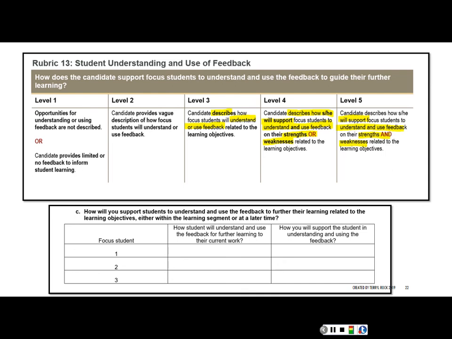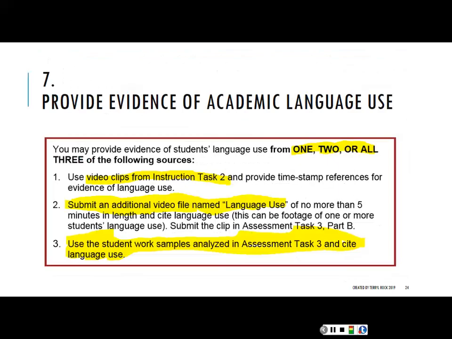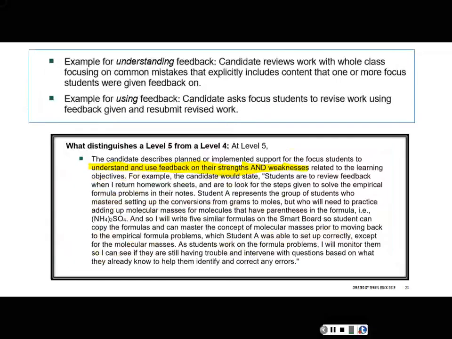Now this is the thinking organizer that has been put out there for you. Here you can think about how your focused student will understand, and then how you're going to support them. How they're going to understand and use, how you're going to support. I don't think this actually is good enough. This might get you a 2 or a 3. Might get you a 3, but it's not going to be good enough for a 4 or a 5. So I'm suggesting that you do something else. What is it?